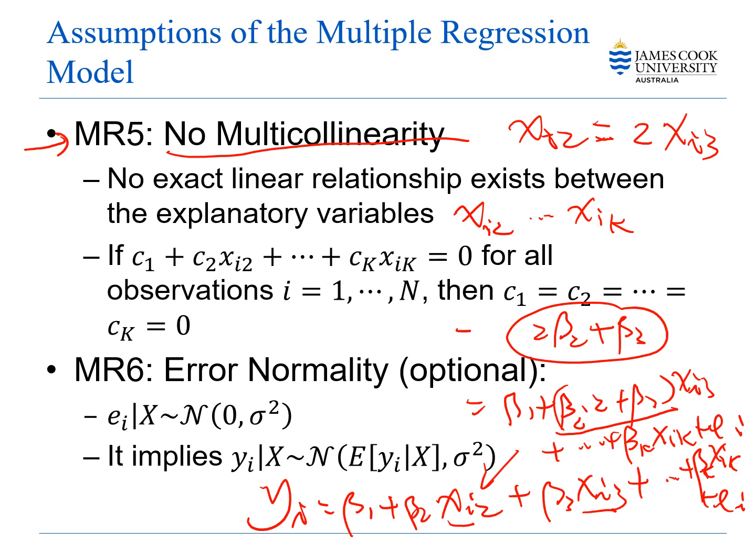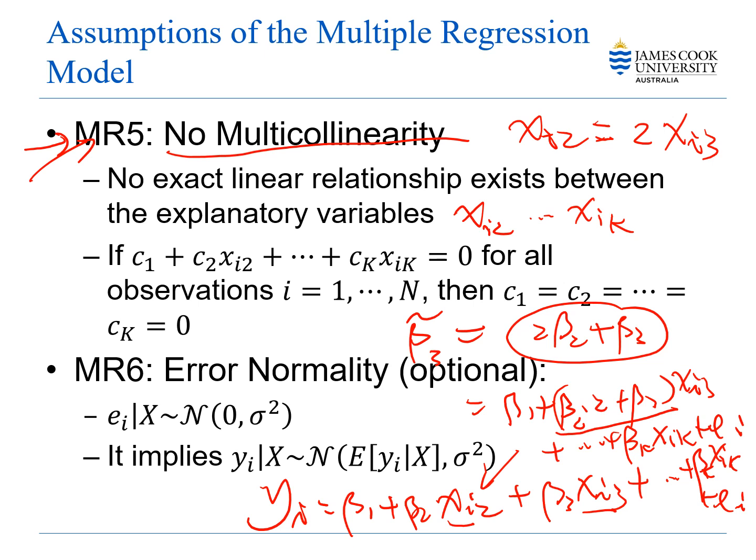And let's call this beta tilde 3. We can estimate beta tilde 3, but there's no way for us to separate what's beta 2 and beta 3. Actually, there are many combinations of beta 2 and beta 3 that give you the same value of beta tilde 3. So in these cases, beta 2 and beta 3 are actually not identified. Okay, so we need to avoid such kind of situations. So that's our MR5.